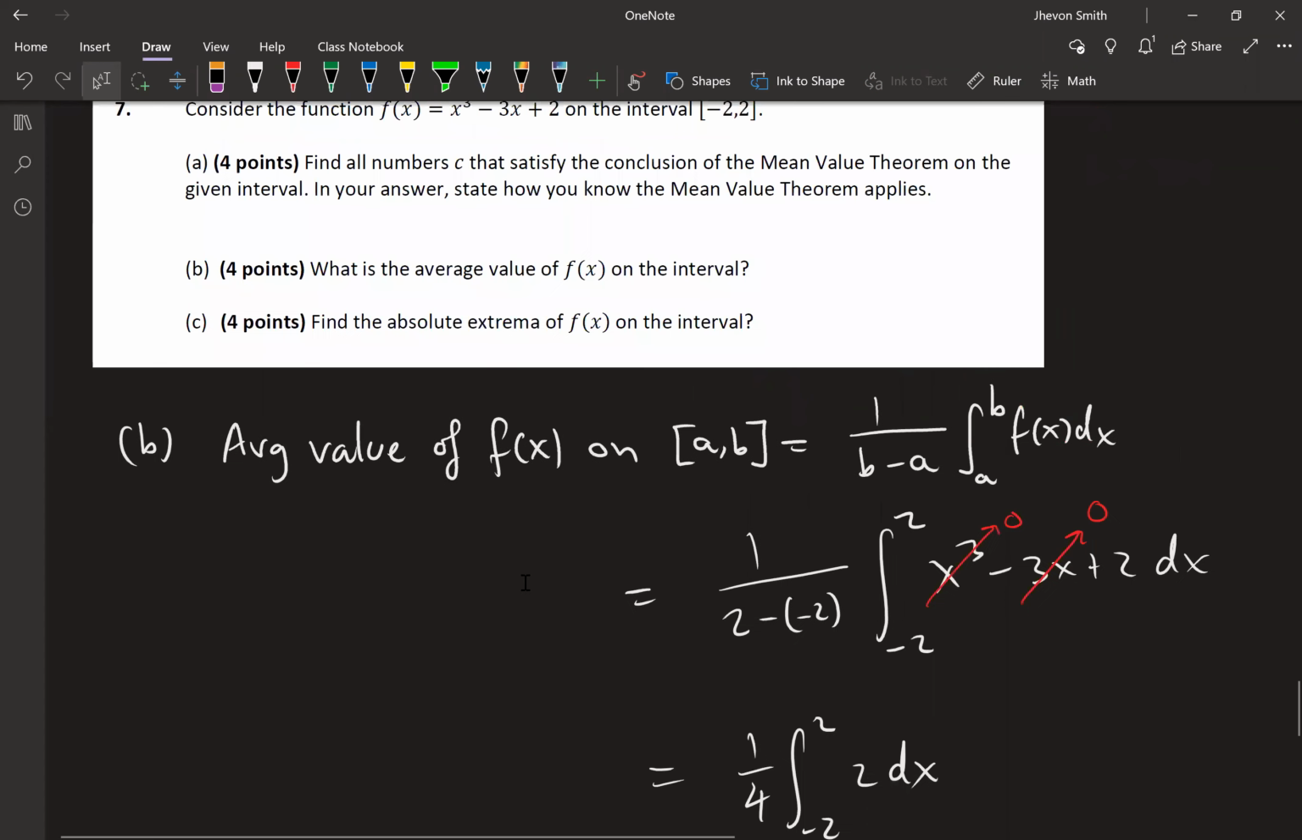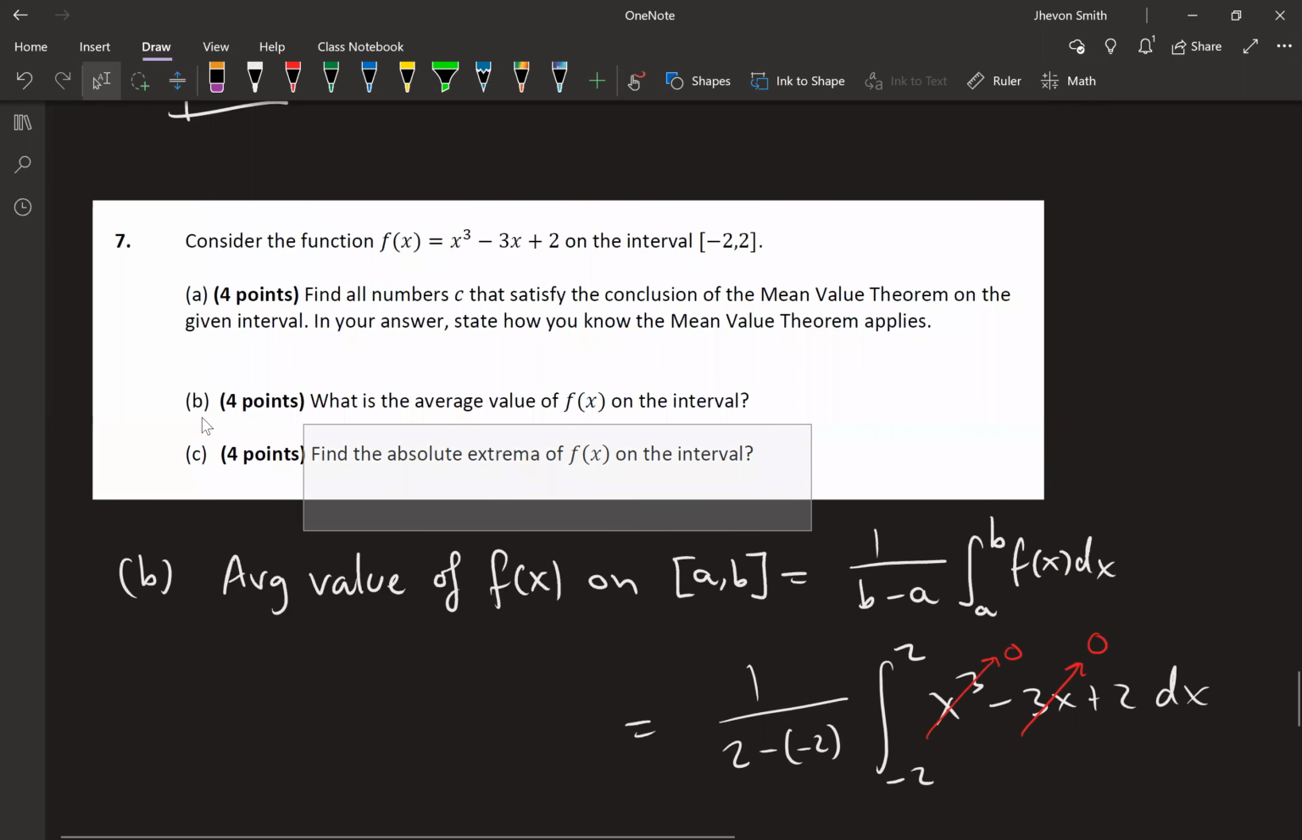Cool. Absolute extrema: you do the closed interval method, find the critical points, test the endpoints, and pick the biggest y value, that's your absolute max, and the smallest y value is your absolute min.